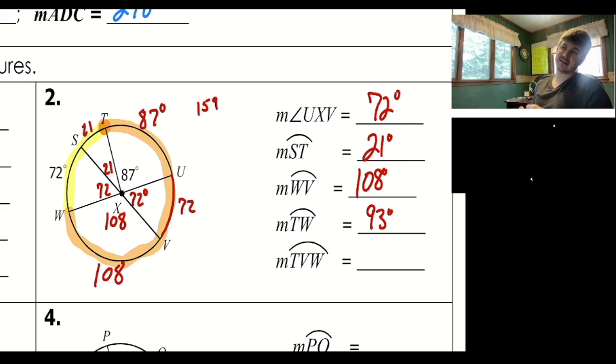And it's actually kind of nice that we found out that that yellow one is 93 because the orange one is everything else. So you can just take 360 minus 93, or you could add up 87 plus 72 plus 108. If you do that, what are we getting? I want to say 67. Yeah, that's right. 267.